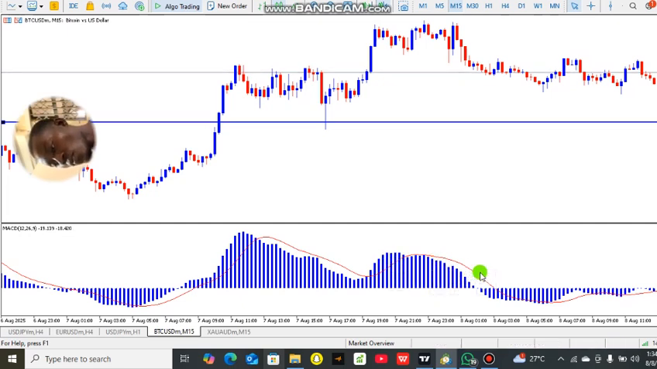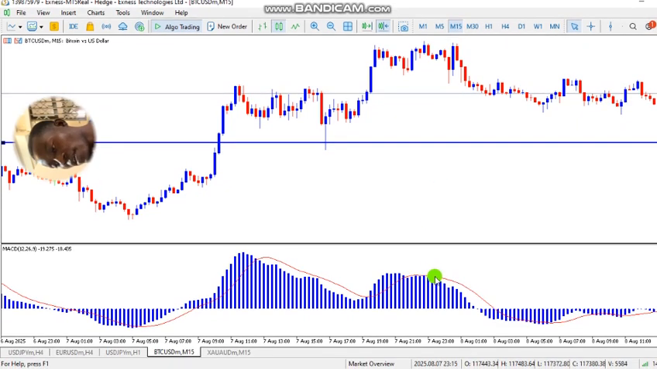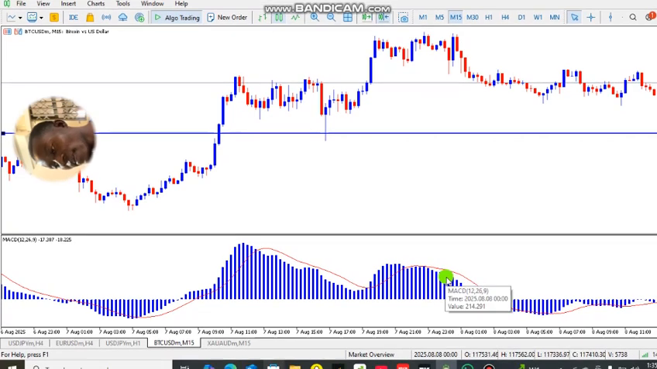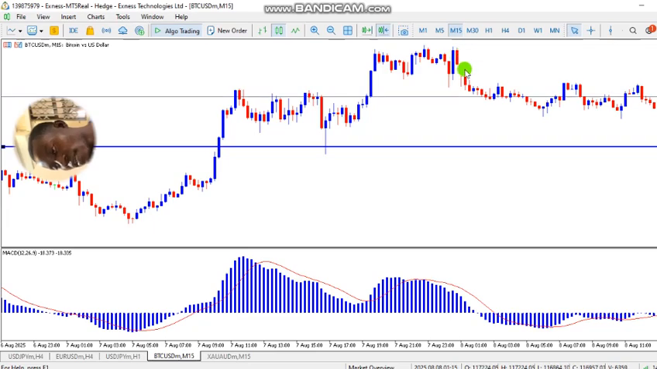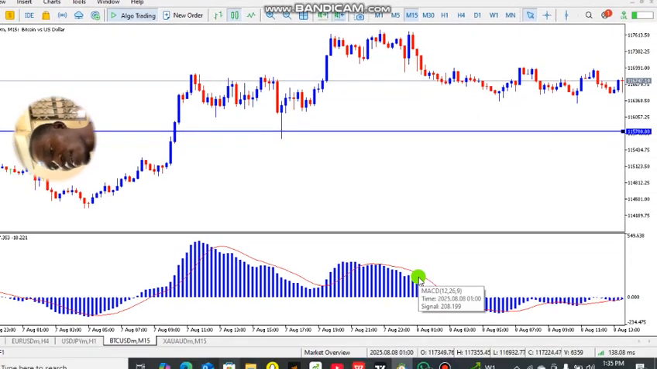Okay, so also when you see that the MACD is below the signal line, for example, when you spot this area on the chart and you check this area on the MACD indicator, you realize that now the MACD indicator is moving below the signal line, and in the real chart you could see that the market is pushing to the downside. So that is how we trade with the MACD indicator.